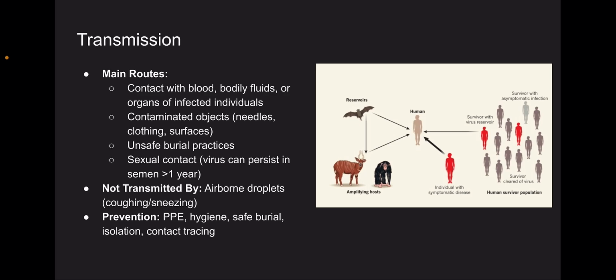Sexual transmission is also a concern because the virus can persist in semen for more than a year after recovery. This means a survivor could unknowingly pass the virus to a sexual partner long after they appear healthy. Preventing the spread of Ebola involves strict use of personal protective equipment, isolation of infected individuals, thorough disinfection procedures, and public health education to adapt cultural practices without compromising safety.